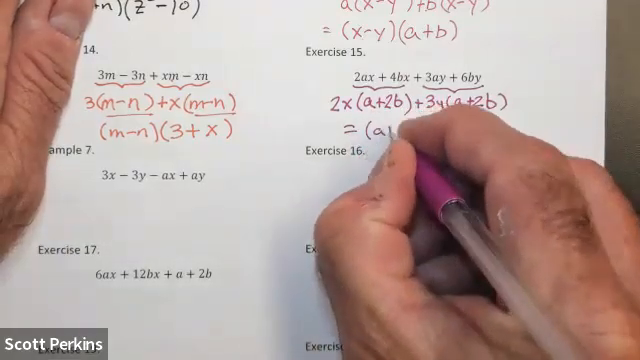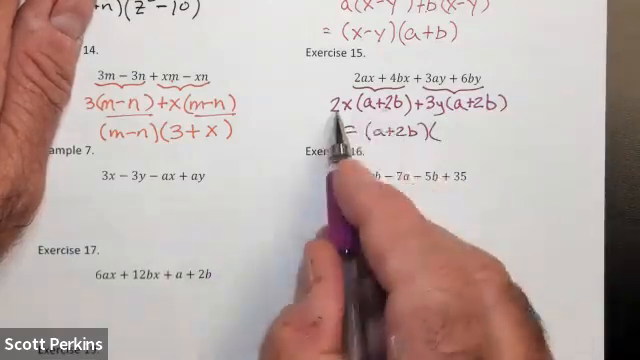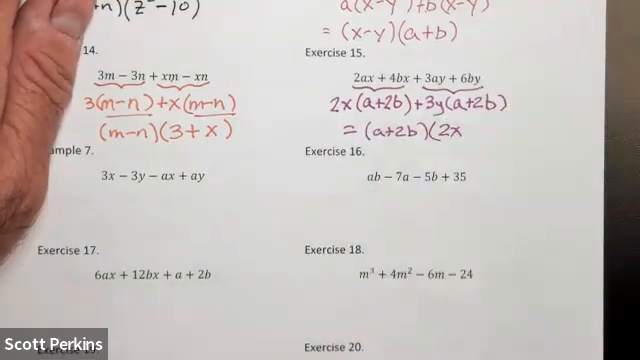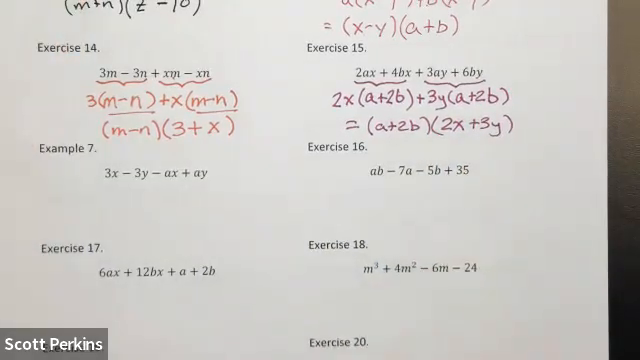So the a plus the 2b, that's what they have in common. And then when I factor out the a plus the 2b, there's a 2x left from the first term, and then a plus 3y left from the second term. And there we go. That's my answer. All right, I've got one more example, and then you've got a few more that you're going to do as we approach the finish line here.